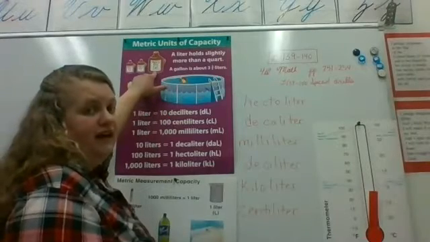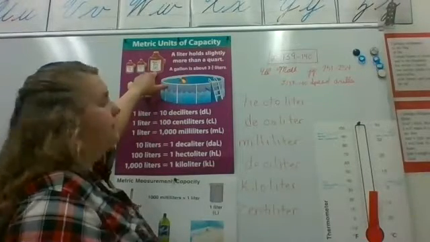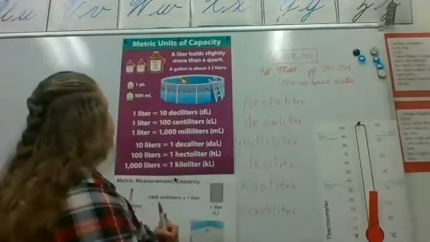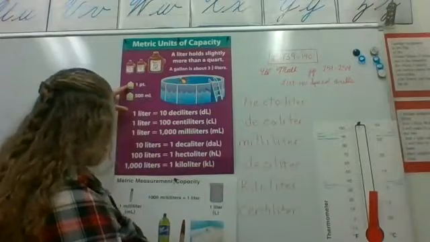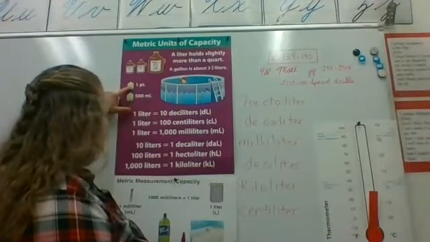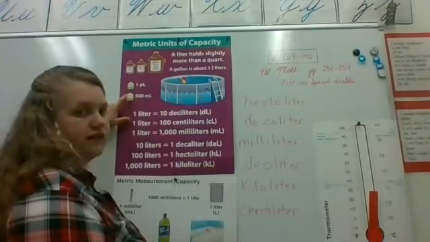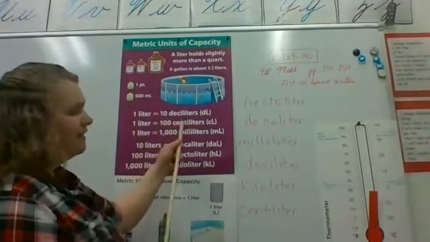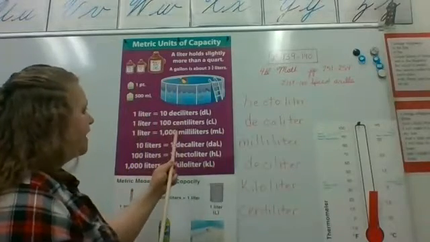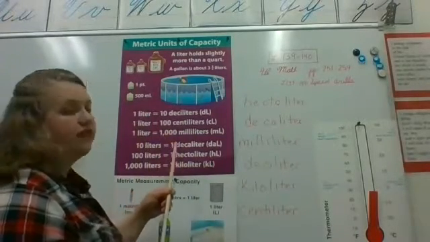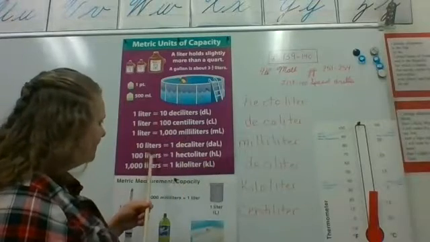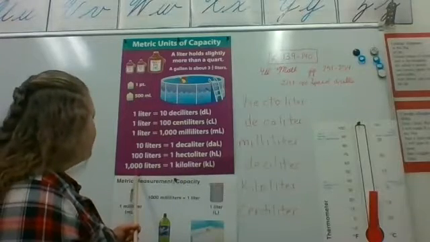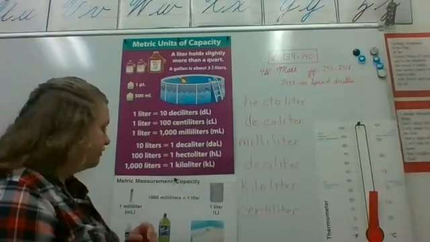It takes 3.75 liters to make up the gallon. So a gallon is about 3 3/4 of a liter, or 3.75. A pint, as we've seen, looks about like that, and 500 milliliters is a little bit more than a pint, okay? So on here we have a liter equals 10 deciliters, a liter equals 100 centiliters, a liter equals 1,000 milliliters, 10 liters equals 1 decaliter, 100 liters equals 1 hectoliter, and 1,000 liters equals 1 kiloliter, okay?